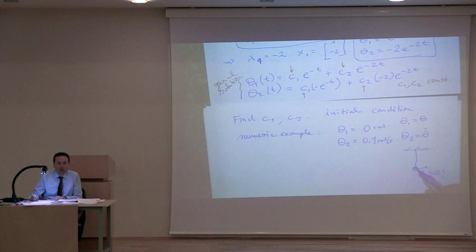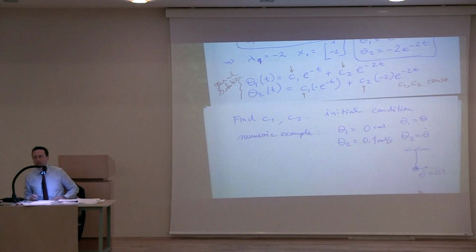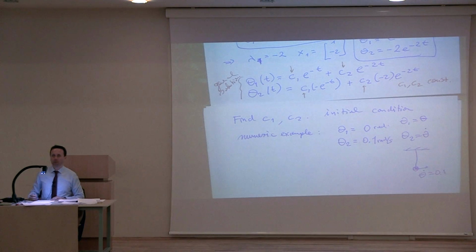Is it an equilibrium point? We are here. Is that the equilibrium point? No, it's not, because equilibrium requires that theta 2 is also equal to 0. But if I say theta 2 is 0.1, it is not in equilibrium. It actually has a velocity at this point. It's just passing through. So if you take a picture of this, you might think it's in equilibrium, but it's not. It has a velocity.